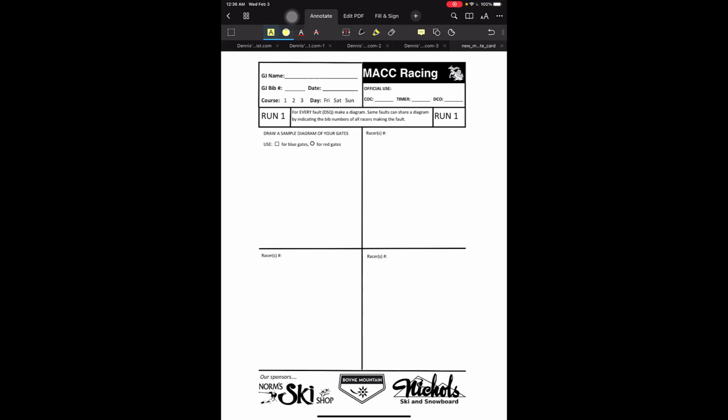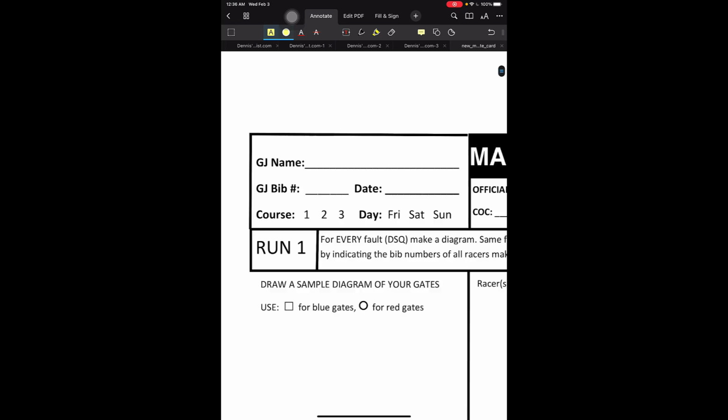So how does the gate judge use the new card? First, the gate judge needs to identify themselves. This is needed so that the race jury can find you in the event that a racer disputes the results of the race and the information on your card is called into question. There is a special block on the run 1 side of the card where you identify yourself. In this block, there is a space for your name, your bib number, the date, the course number you are working, and the day you are working. This information helps us keep your card with the correct set of results.